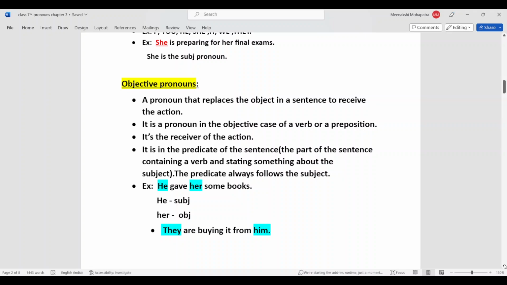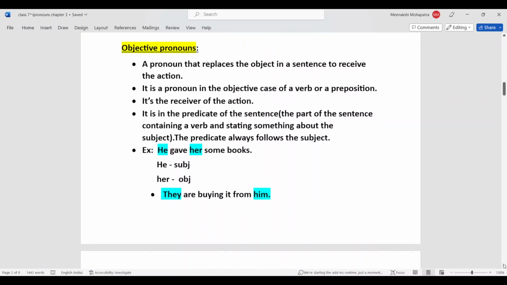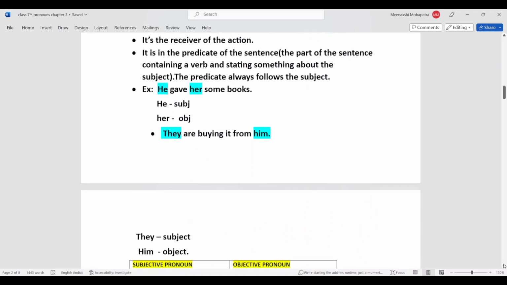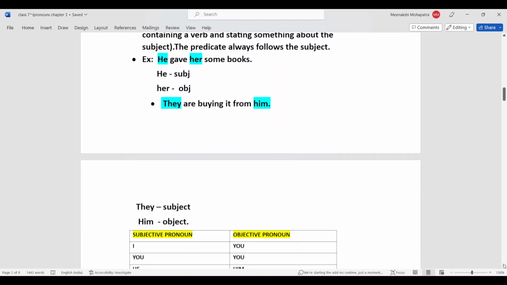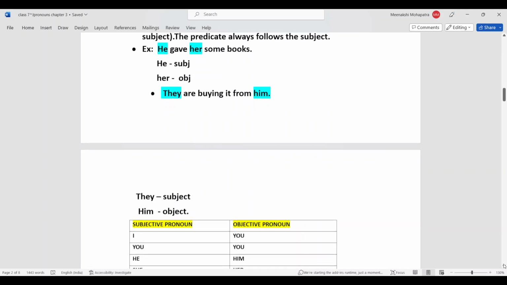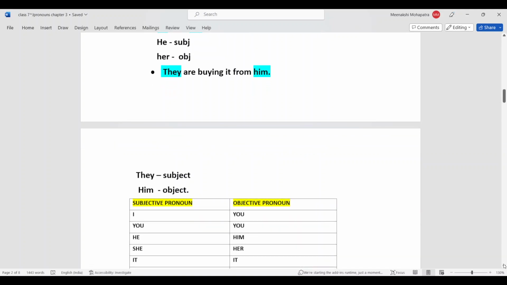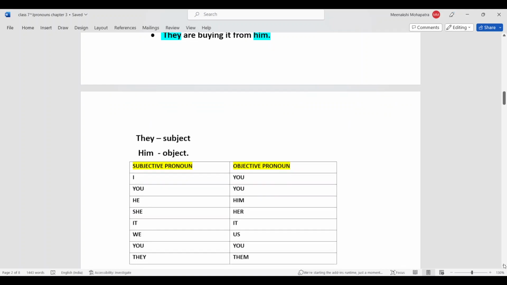Number two, they are buying it from him. Now, dear children, we can see that they is the subject, and what is the action that they are doing? They are buying it. From whom? From him. So, him is the object.